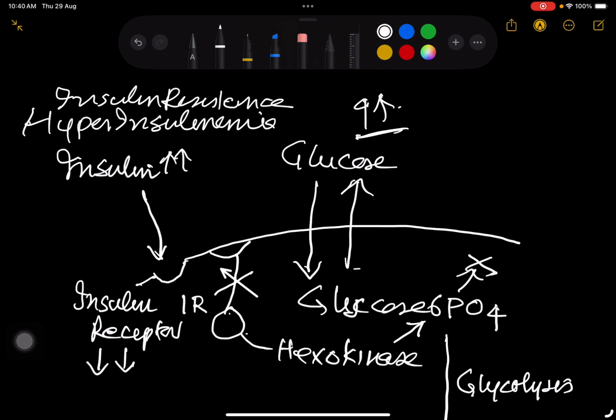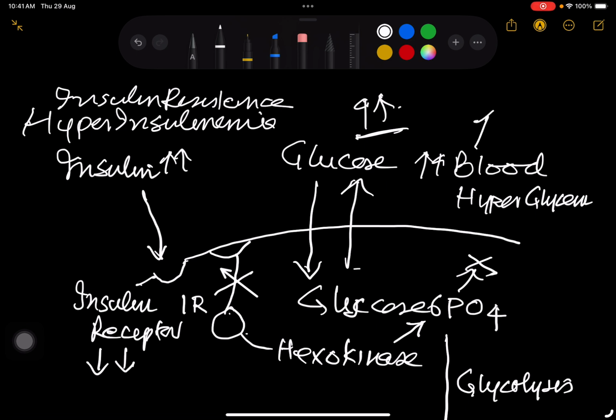So the result is that glucose cannot be used by the cell, therefore the glucose increases in the blood. This is called hyperglycemia. Then it goes and is secreted in the urine, that is called glycosuria. And with this glycosuria, there is also loss of water.